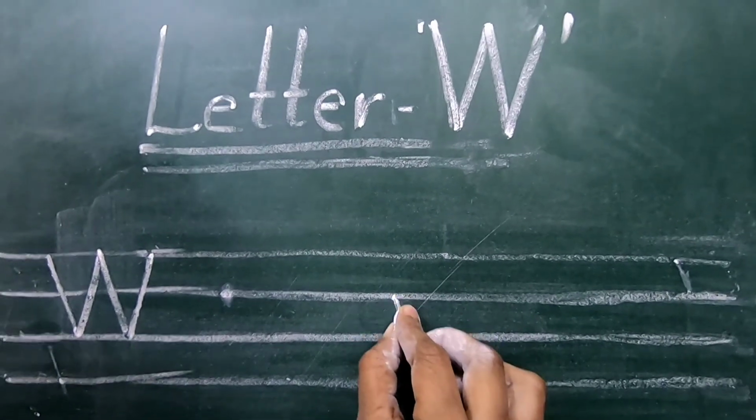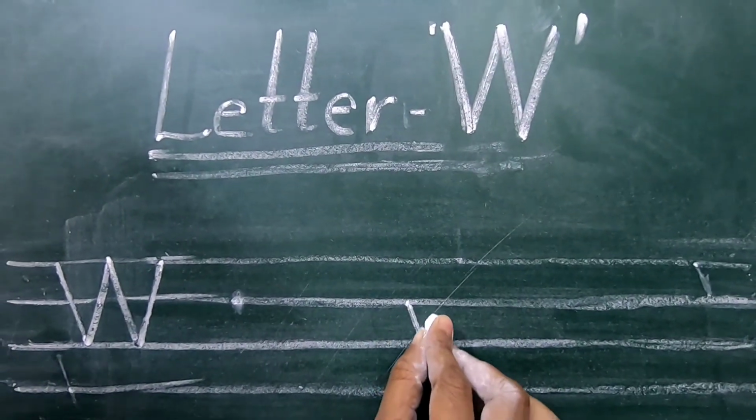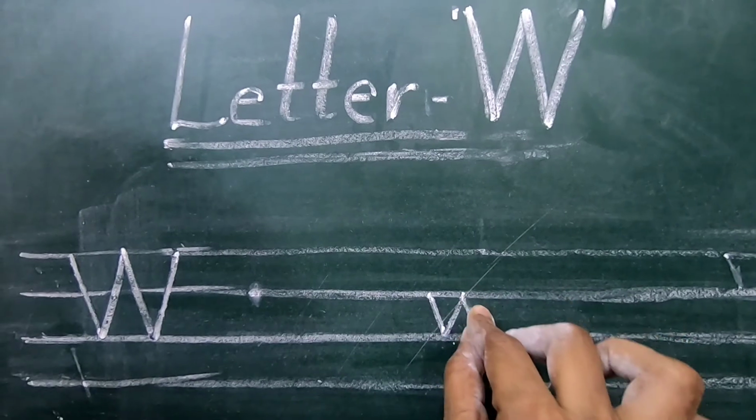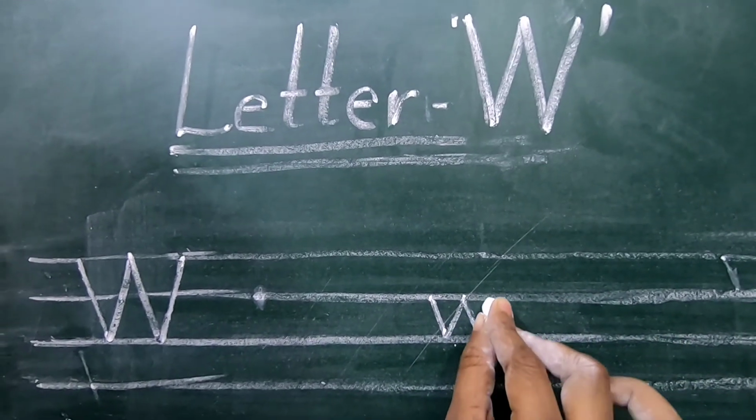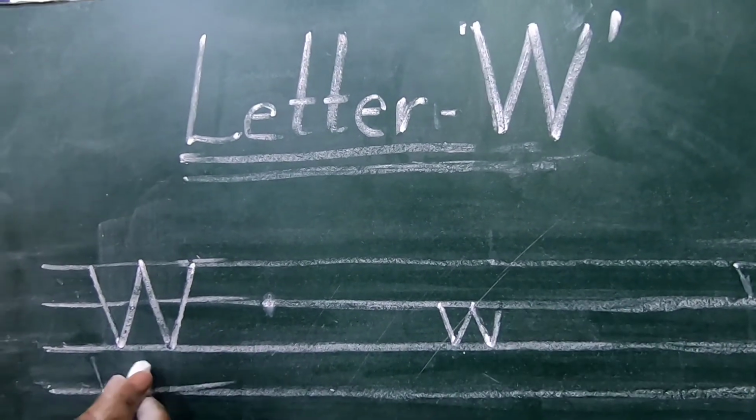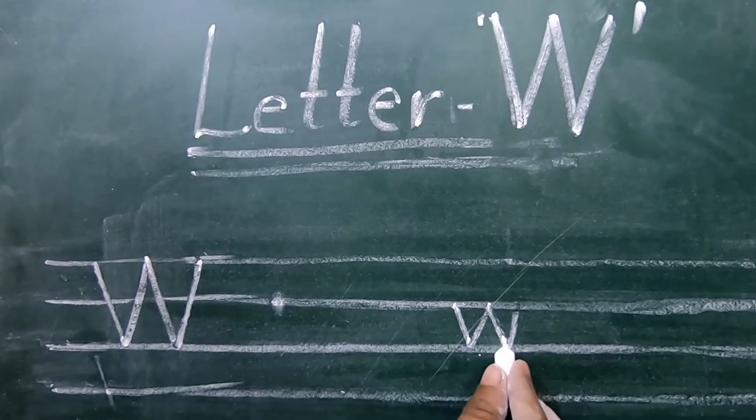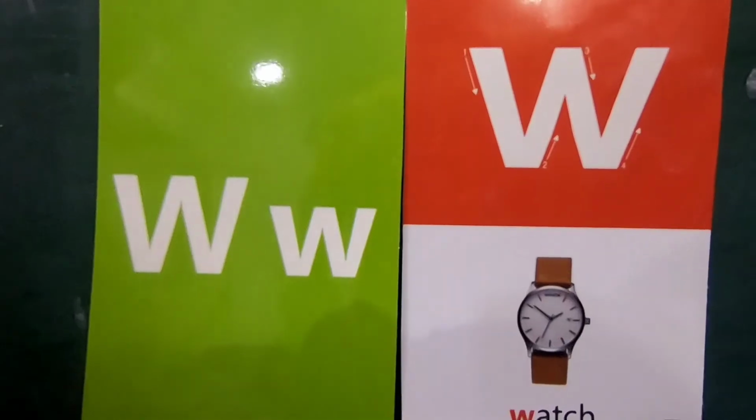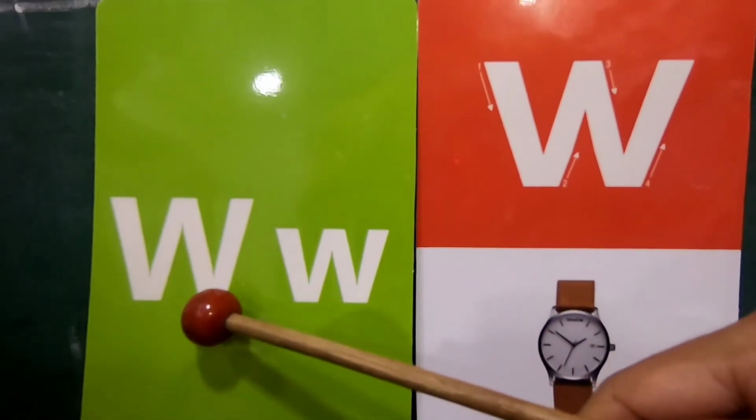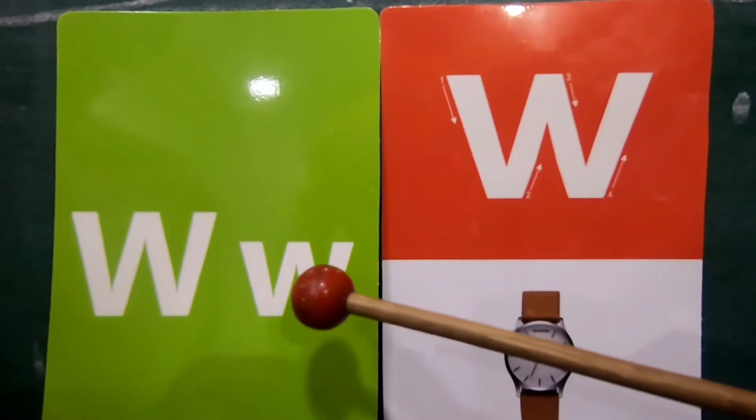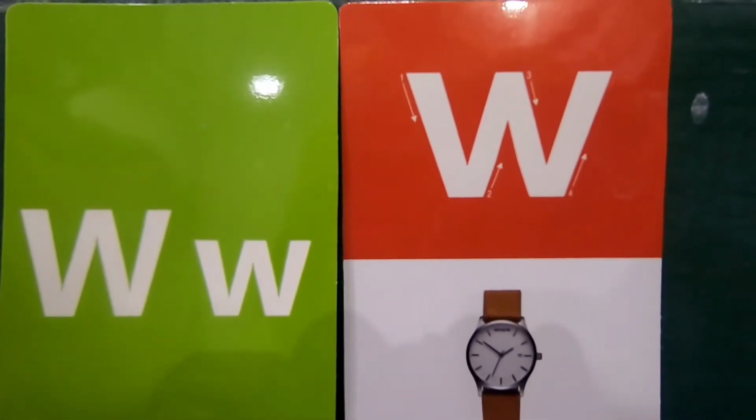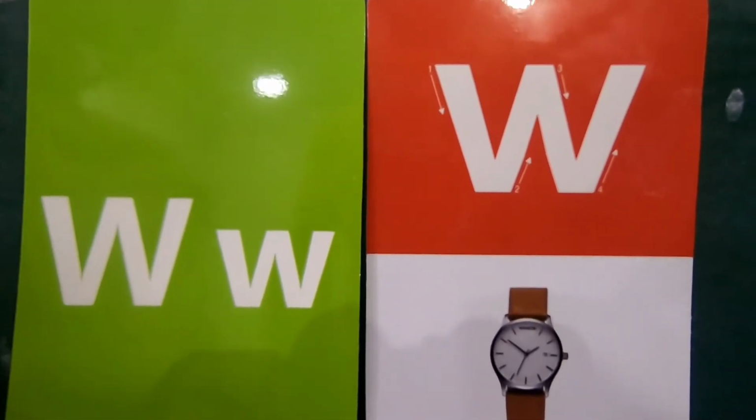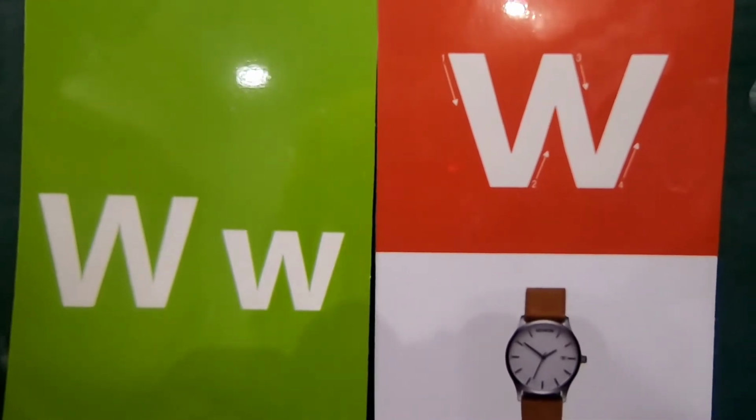Now we will make small w between these two lines, waistline and baseline. Let's start. Yes, you have to make slanting line in this way. Stop. This is capital W and this is small w. Let's practice the phonic sound of W. So this is capital W and this is small w. Now the phonic sound of W is "wa, wa," again repeating.